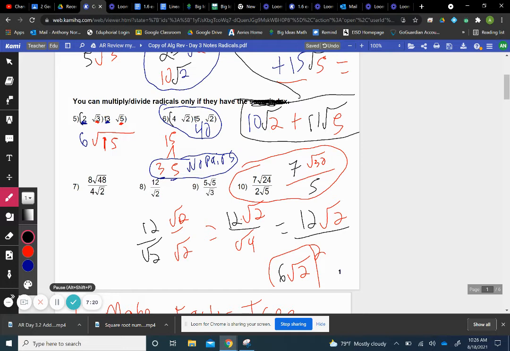Last but not least is number 7. This is a fraction. Like with all fractions, we can simplify. So first, we're going to simplify the normal numbers, the coefficients, if you will. 8 over 4 turns into 2 over 1. We are still multiplying. Now we're inside of the square root. 48 divided by 2 is a square root of 24 over 1. Do we need the ones? We do not. So we have 2 square roots of 24.